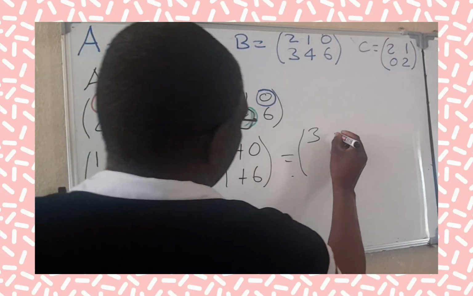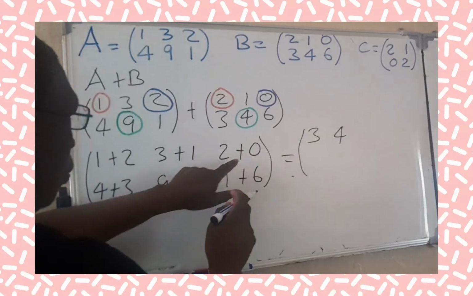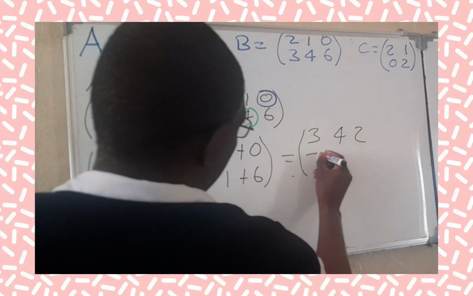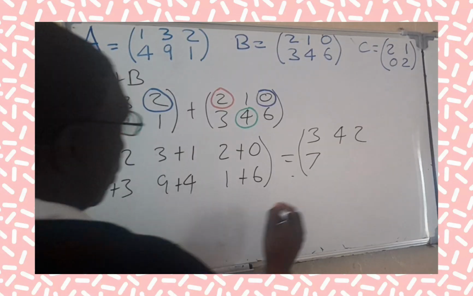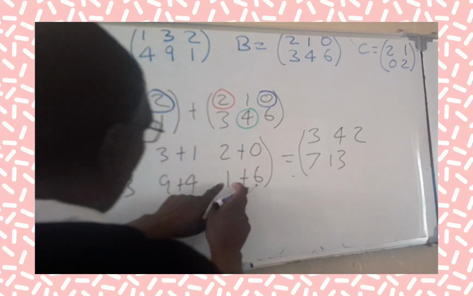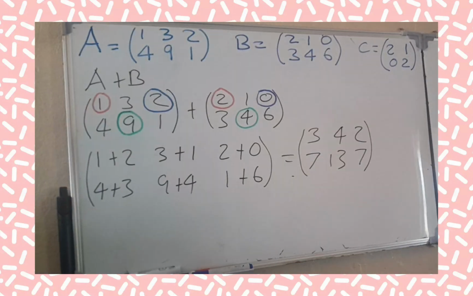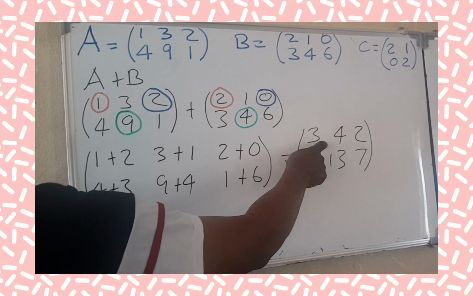3 plus 1 is 4. 2 plus 0 is 2. 4 plus 3 is 7. 9 plus 4 is 13. 1 plus 6 is 7. This is the sum of matrix A and matrix B.